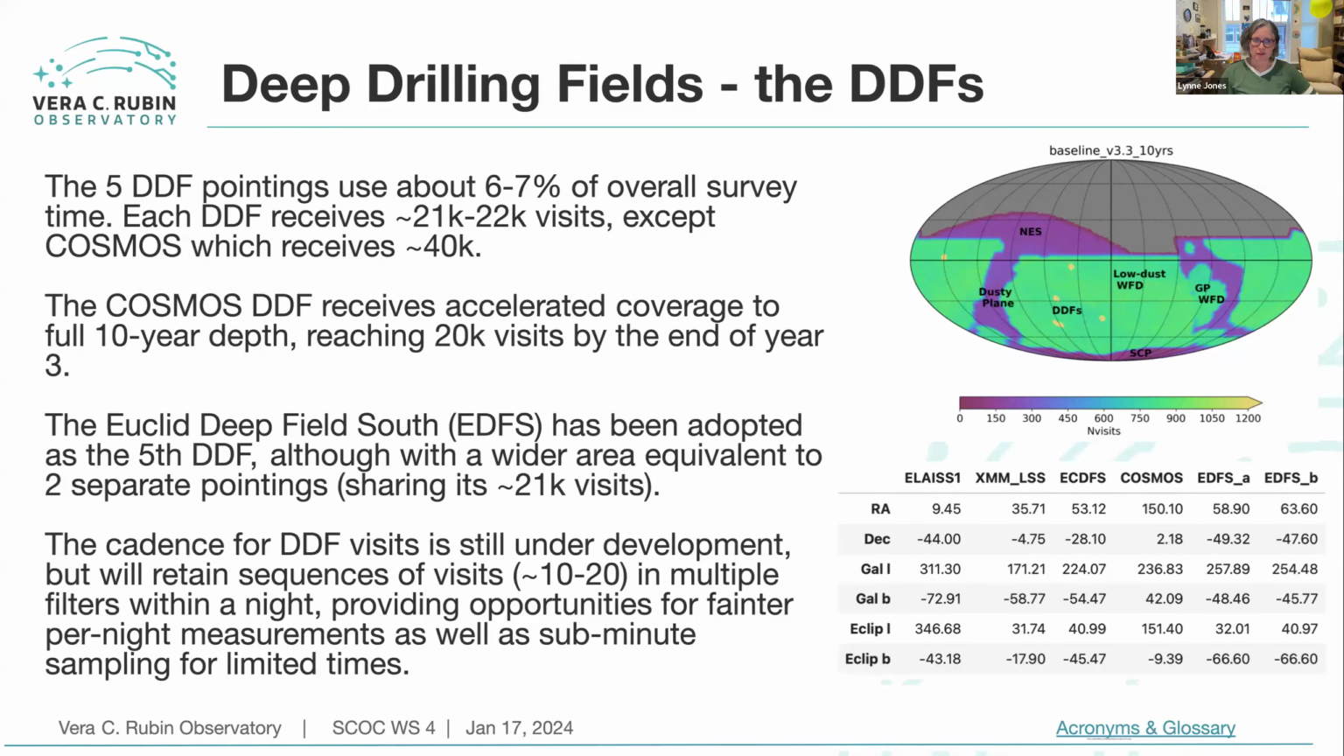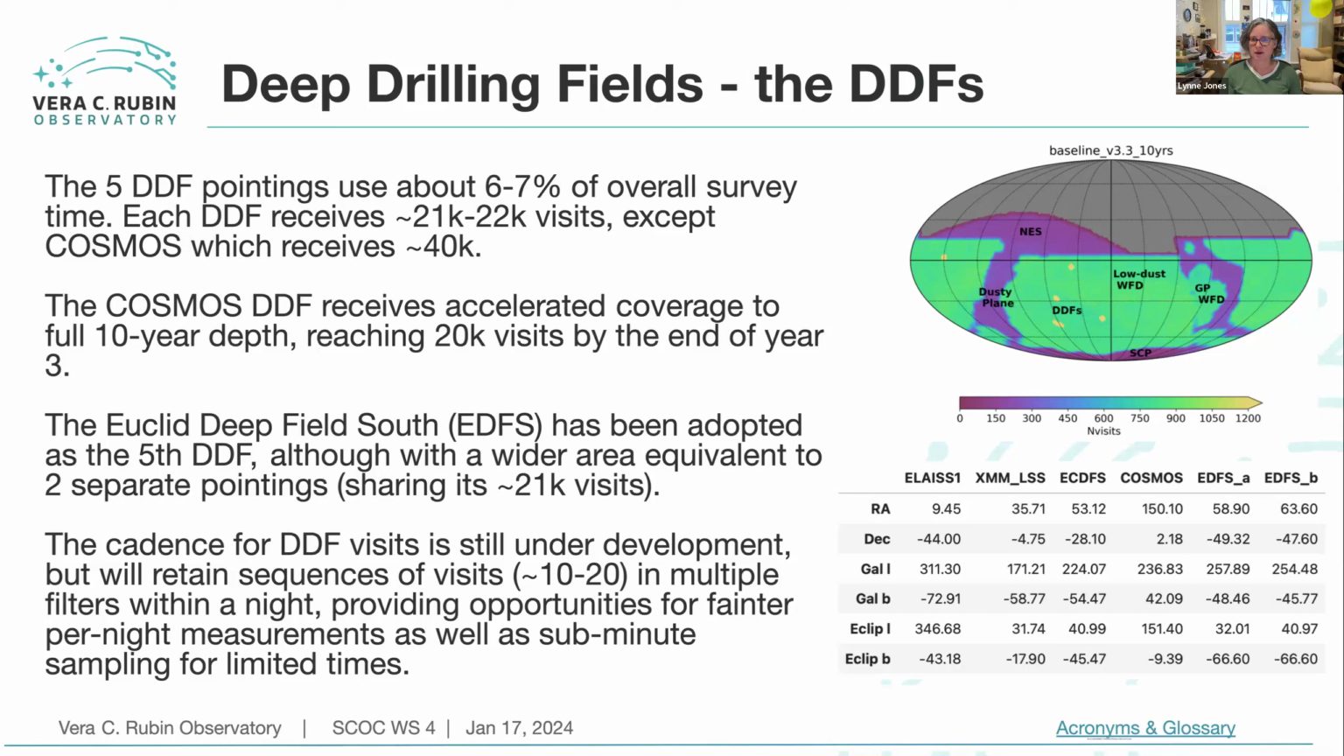And then the deep drilling fields. So we have 5 deep drilling fields. They use between 6 and 7% of the overall survey time. As of the phase 2 recommendations, the Cosmos field, that's this one over here, sort of more by itself, gets an accelerated coverage, so it gets to full ten-year depth, about 20,000 visits, by the end of year 3. And then it continues to get covered at the normal rate for deep drilling fields.